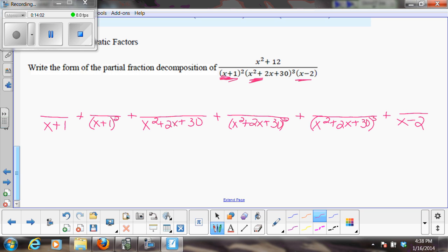So anytime the bottom has linear factors, it just needs to be a regular letter. A, B. We'll save that one at the end because we'll go in order. Then we have x squareds. So this is going to be cx plus d for a linear. Ex plus f. Gx plus h. And that'll be an I. And that's how you set it up.